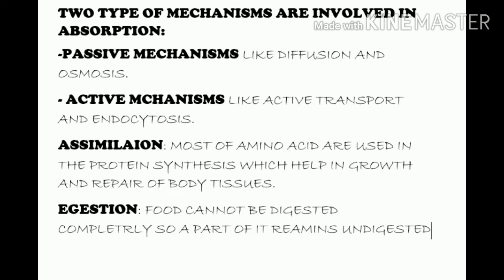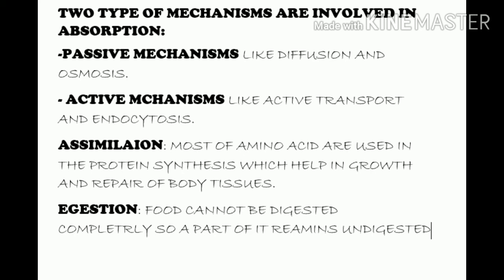Two types of mechanisms are involved in absorption. Passive mechanisms like diffusion and osmosis, and active, energy-dependent mechanisms like active transport and endocytosis. Out of the digested food, fatty acid, cholesterol and glycerol are absorbed in the lymph capillaries, while water, minerals, monosaccharides, and amino acids are absorbed in the blood capillaries. Blood distributes the absorbed nutrients to all the cells of the body.